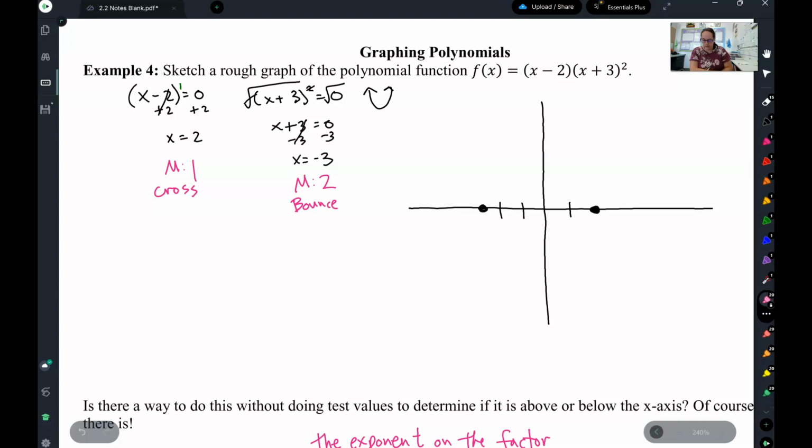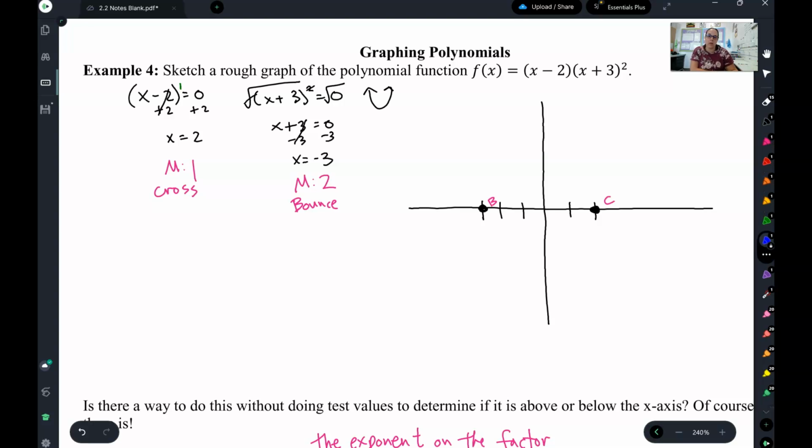So what I like to do when I graph is come here. Well, I think I erased too much. And I'm going to put a little b next to this x-intercept so that I know I'm going to bounce off of it. And I put a little c next to this x-intercept to know I'm going to cross through it. So let's talk about graphing this then.